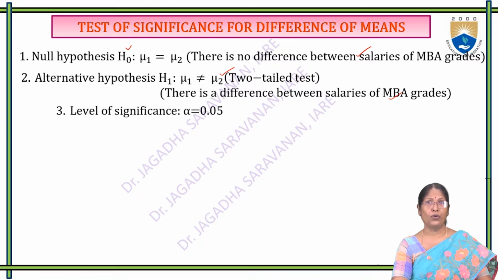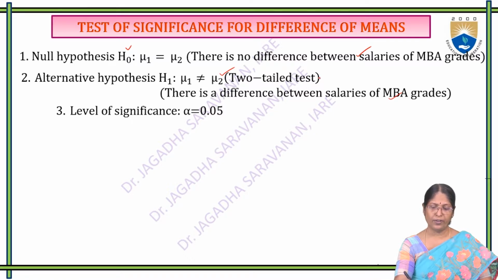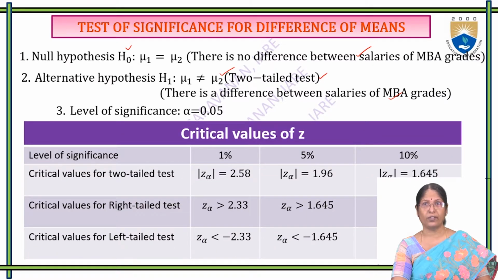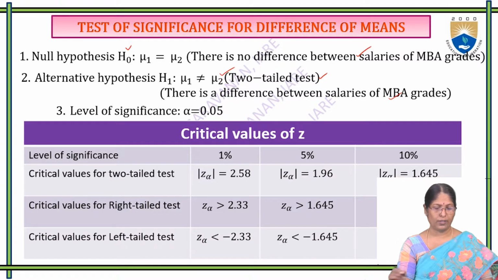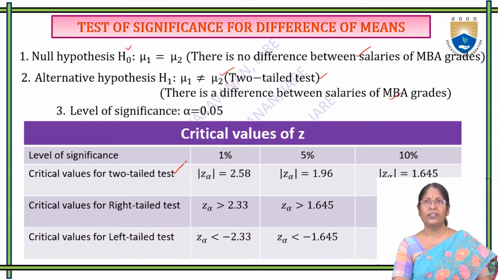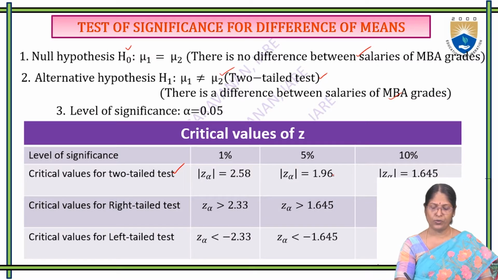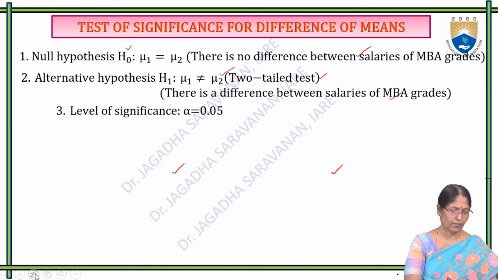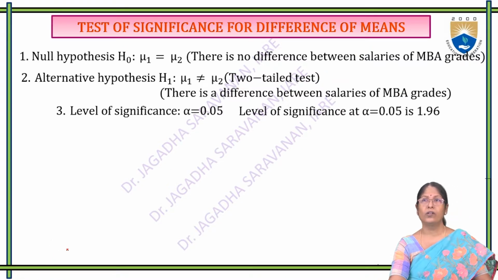Alpha equal to 0.05. So now it is a two-tailed test, and the level of significance is 0.05. We want the tabulated value. In the initial stage of this video lecture we discussed the table of critical values of Z. Yes, this is the table we discussed. Now, two-tailed test, here it is available. Alpha equal to 0.05 gives the value 1.96.